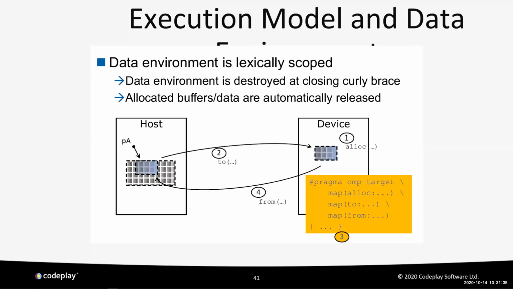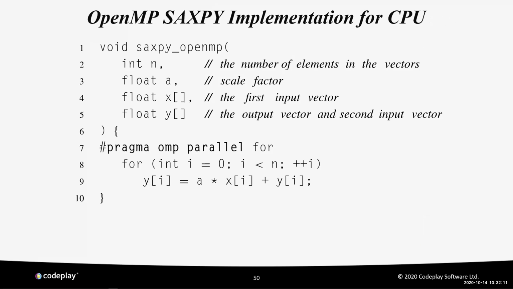But one of the big things, as I called out, is the data movement. The data environment is lexically scoped, and the data environment is destroyed at the closing curly brace. So allocated buffers and data are automatically released. Conceptually, from the host, you call pragma omp target map to allocate memory, to to move to the device, and from is essentially to move from the device. There's also another one called update, which allows you to update the host in the middle of computation in the device.